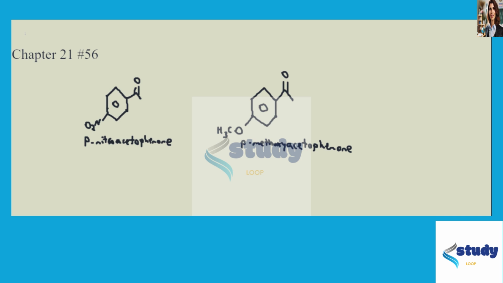This is the answer to Chapter 21, problem number 56 from the Smith Organic Chemistry textbook. This problem asks us to consider two aromatic ketones. They're both para-substituted, and we're asked three questions that are comparisons between these two molecules.